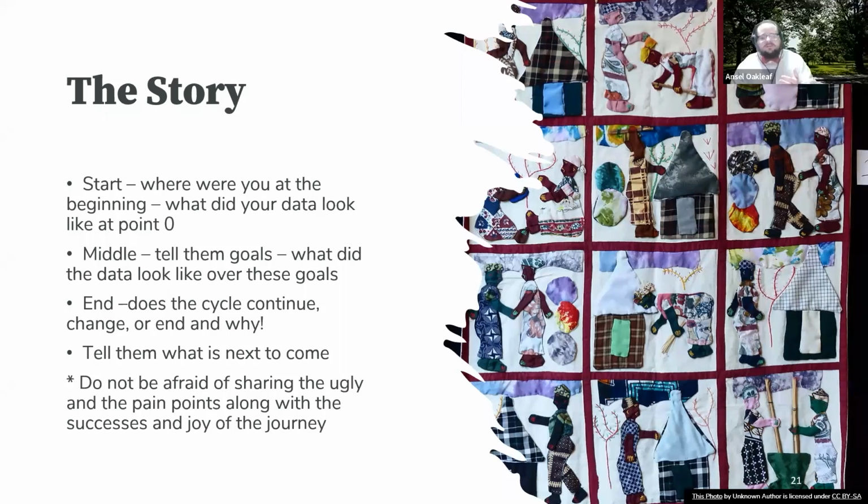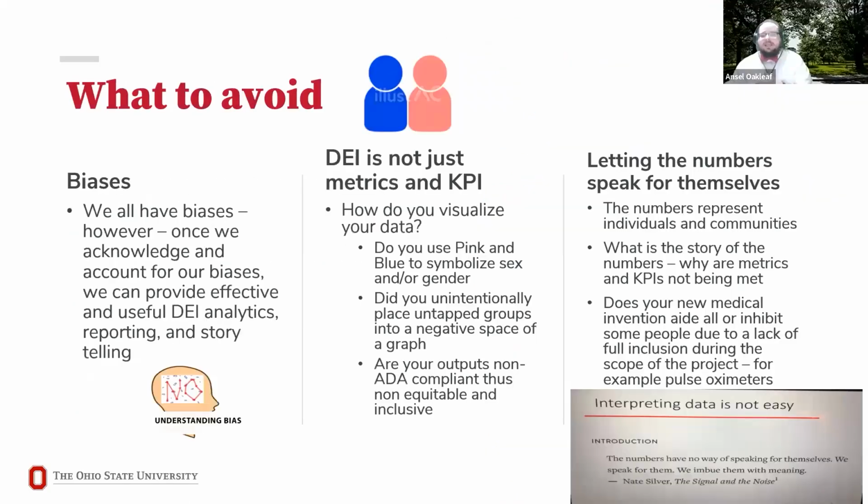So, things to avoid, and we'll be sharing the PowerPoint now so you can read these in greater detail. Biases, we're all familiar that we all have biases. We just want to be as cognizant of that as possible. Just remember DEI is not just a metric or a KPI. You need to be able to symbolize your data outside and be very DEI conscious. And that's why I say it's not just a metric or KPI. How you share your information fits under DEI.